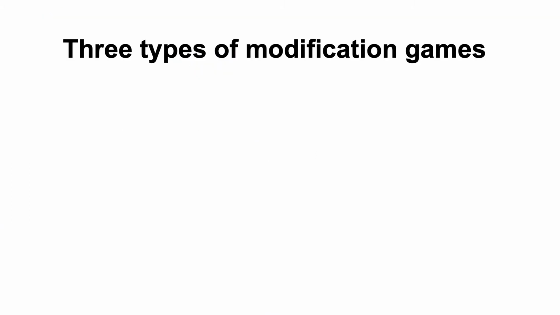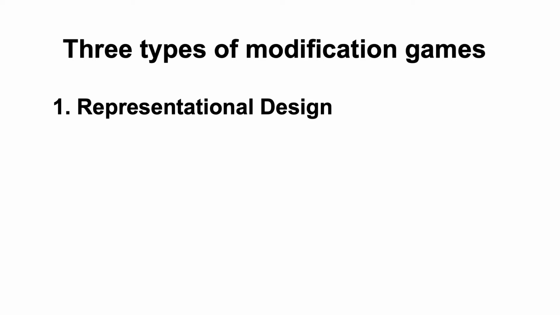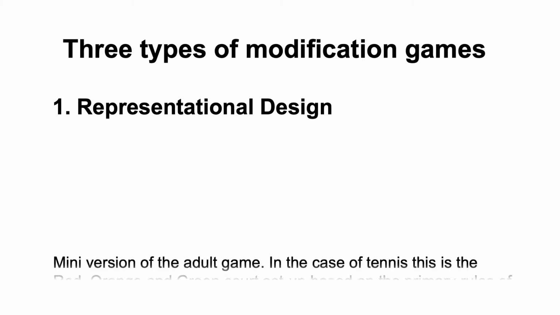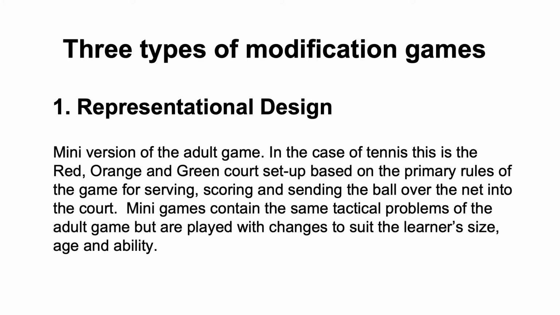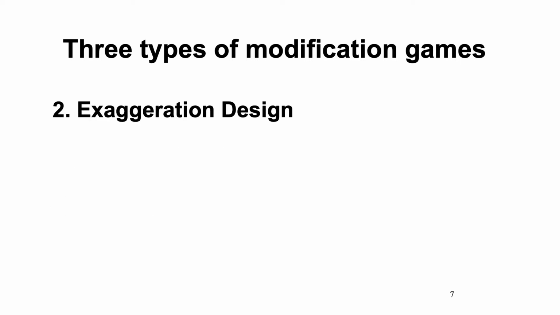So we have 3 types of modification games that can be used. One is a representational design, where a mini version of the adult game, quite popular now in tennis through the use of red, orange and green court setups, has the primary rules of the game for serving, scoring and sending the ball over the net into the court. Mini games contain the same tactical problems of the adult game but are played with changes to suit the learner's size, age and ability. You then have exaggeration design games.